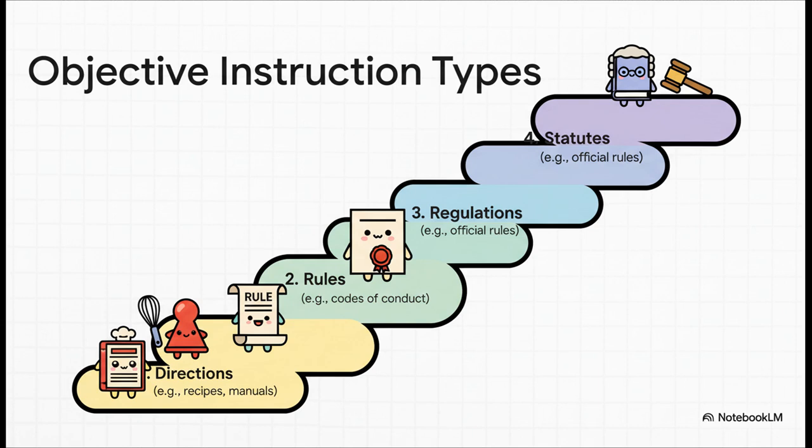So at the base, you have directions, like a recipe or an instruction manual. Then you have rules, like for a board game or a company's code of conduct. Up another level, you get regulations, which are official rules from some authority. And right at the top, you have statutes, which are actual laws.